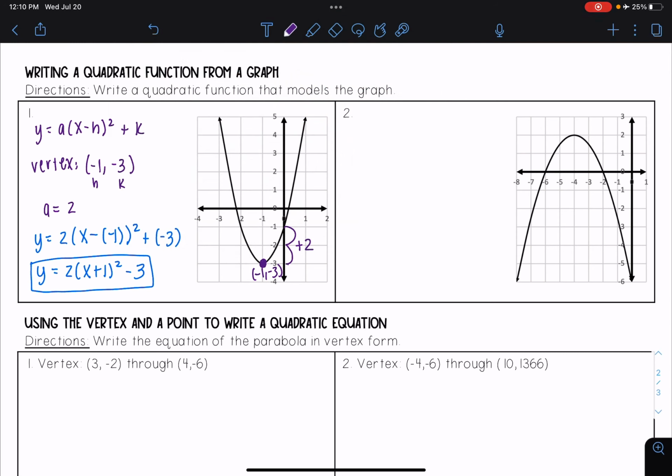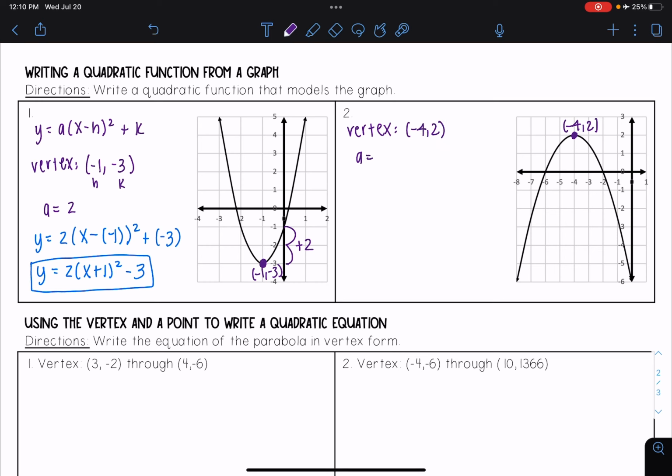Okay, let's look at one more. So here I'm going to first identify my vertex, and then I need to figure out what my a value is. Here my vertex is the highest point since my graph is opening down, and I see that that point is at -4, 2.